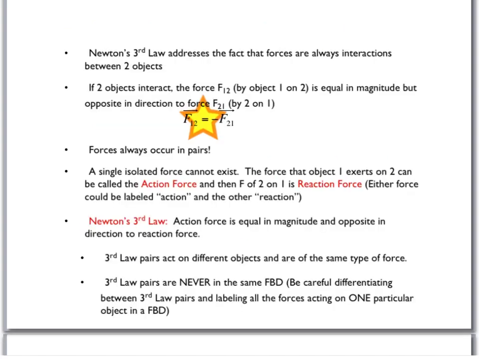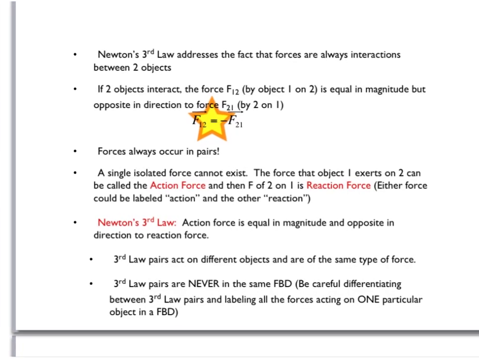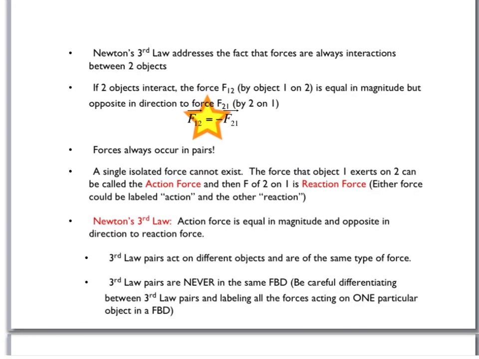Newton's third law essentially addresses the fact that forces are always interactions between two objects. Basically, what we're saying is that if one object pushes on another, that second object will always push back with equal magnitude but in an opposite direction. Our equation to relate that is to say that the force by object 1 on object 2 is equal to, but in the opposite direction, of the force exerted by object 2 on object 1.